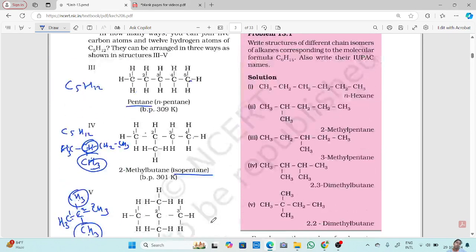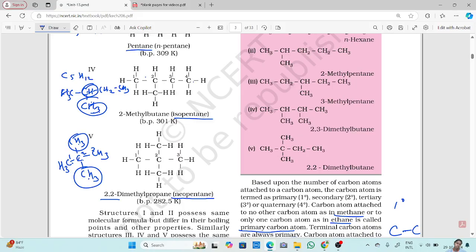Next, in the fifth structure, this is your quaternary carbon. This carbon is attached to 1, 2, 3, 4 carbon atoms. This one will become primary. This will again be primary. This is also primary and this is also primary.